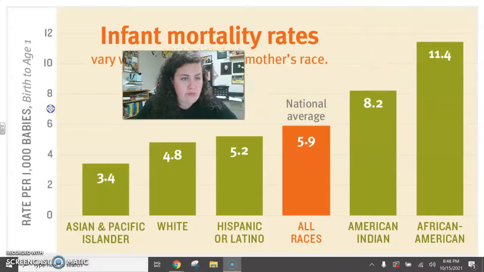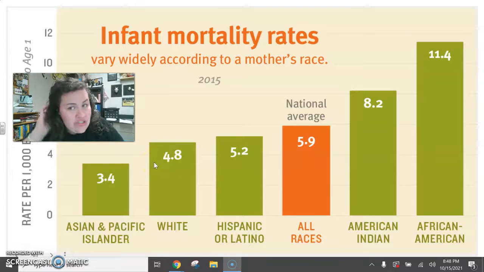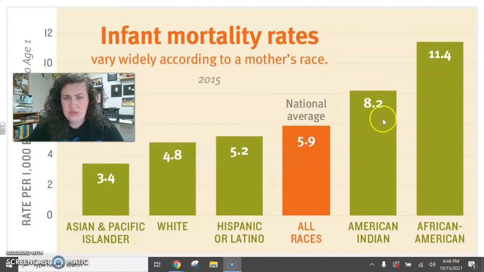Okay, so I'm going to move myself over here so we can see the depressing graph right here. So this is a graph showing infant mortality rates in the US. So our national average is about 6. Okay, I would sit down here in this 4.8. Unfortunately, American Indians are almost double what white Americans are experiencing with infant mortality, and then African Americans are almost triple. And unfortunately, this is mostly going to be due to institutionalized racism.